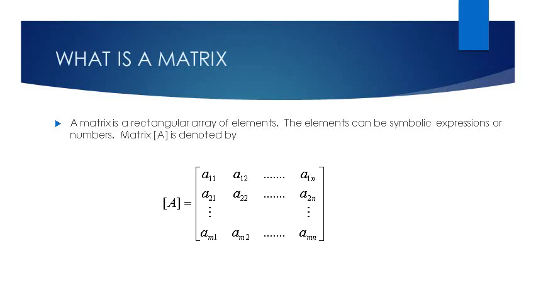A matrix is denoted by the capital letter A enclosed in square brackets, and all the elements are written as a11, a12, up to amn. Here we have m rows and n columns.